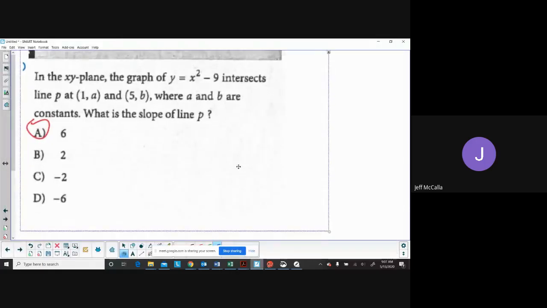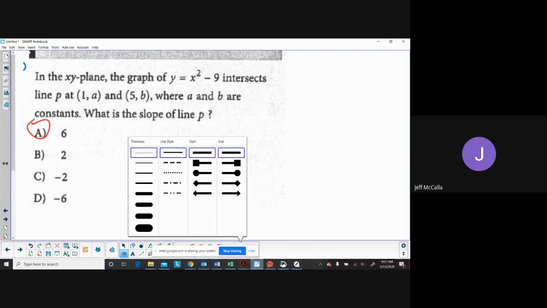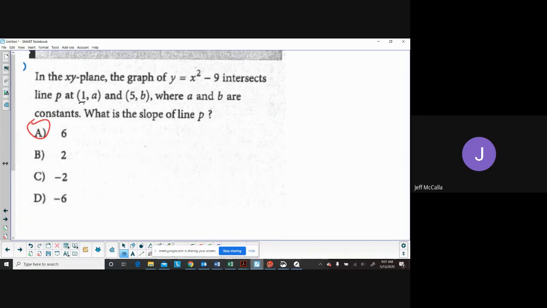Okay, so in 15, the graph of that one intersects the line at 1 and 5. One way is to do this algebraically. So let's start that way, and then I'll show you how to use your calculator to do this, because it might be a little easier on your calculator. So you could just plug in a value. That's our x value, that's our y value, right? If I plug in x is 1 right here, I would get y equals 1 squared minus 9, which is 1 minus 9, which is negative 8. So one of the points is 1 comma negative 8.